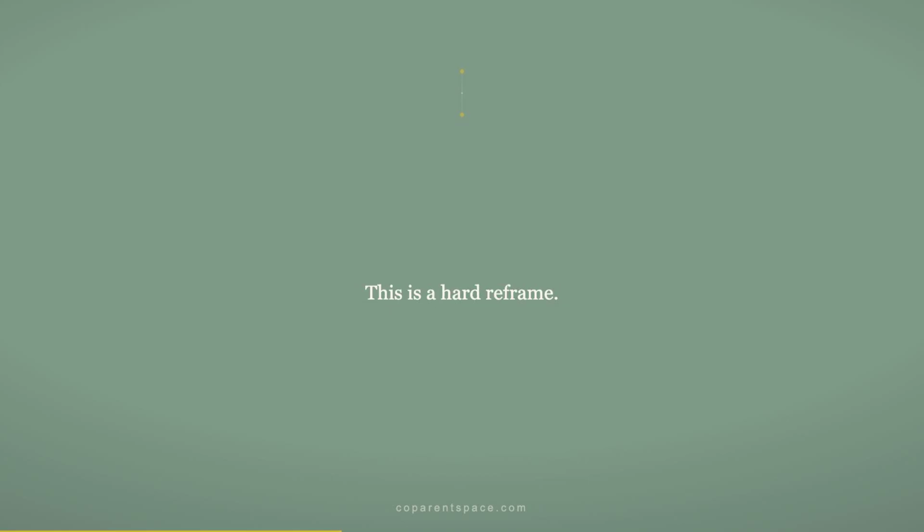This is a hard reframe. The mental real estate the schedule question takes up is enormous. It feels personal. It feels like grief. It feels like trading time with someone you love for time with your work, your house, your sleep. All of those feelings are real. They're also not the schedule's job to settle.